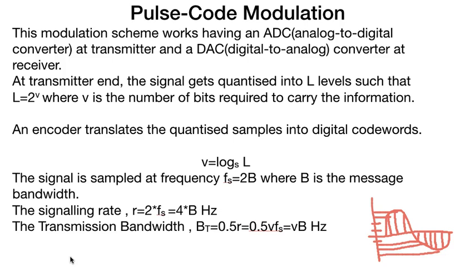The transmission bandwidth will be half of the signaling rate. So keep in mind how to calculate the number of levels, the sampling frequency, and the transmission bandwidth. These are very important because sometimes in the question they ask you about the transmission bandwidth.